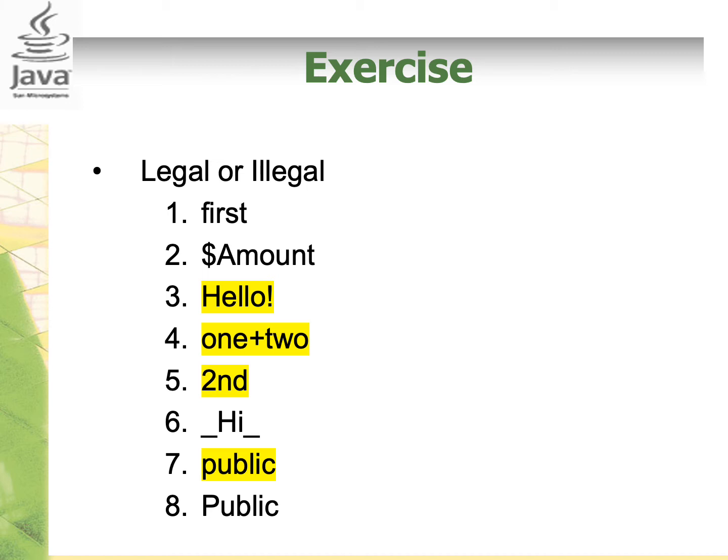We also cannot use 1 plus 2 because of the plus sign. And then second, which is number 5, because we know from the rule that it cannot start with a digit. And also number 7, because public is a Java reserved word. Public with the capital P is valid as it is not the reserved word. Java is case sensitive, so even though both are called public, the uppercase and lowercase of P makes them two different things.